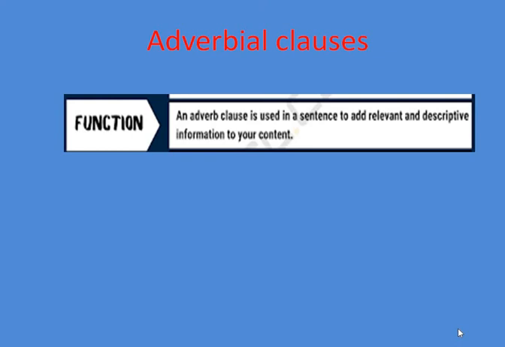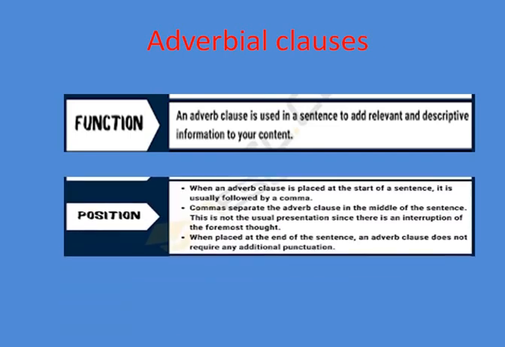Now, what is the main function of an adverbial clause? An adverb clause is used in a sentence to add relevant and descriptive information to your content. What is the position of an adverbial clause in the sentence, and where can we place it? When an adverbial clause is placed at the start of a sentence, it is usually followed by a comma. If it is used at the end of the sentence, it doesn't require any special punctuation. Okay, keep this in your mind.